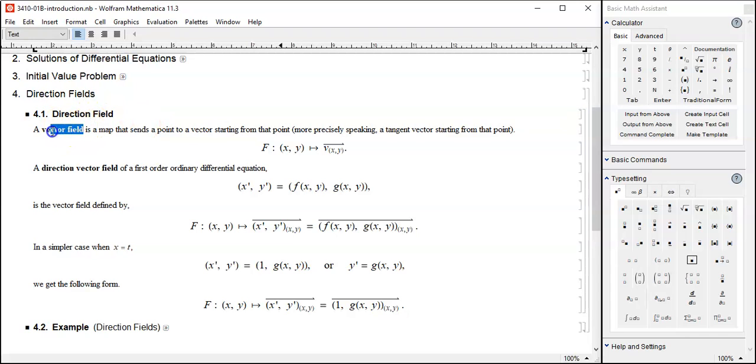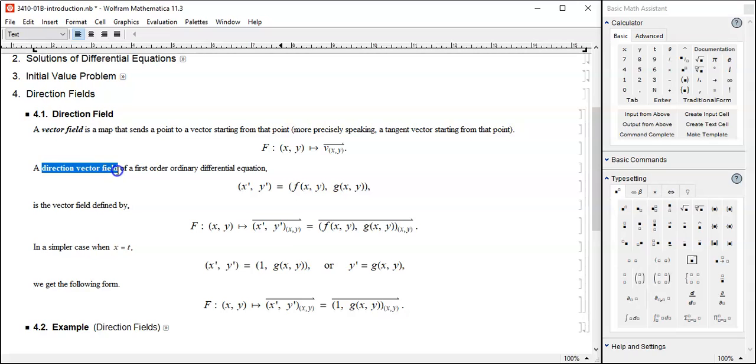A vector field is a map that sends each point to a vector. And in calculus level, vectors can start anywhere, and it is convenient to drag all those down and make it into position vector starting from the origin. But in higher level, we usually consider vector field with vectors starting at the point. So given point, we assign it to a vector starting at this point x, y. Okay?